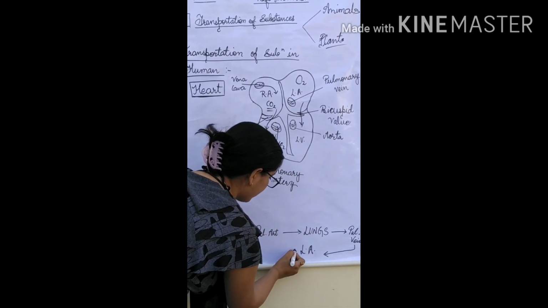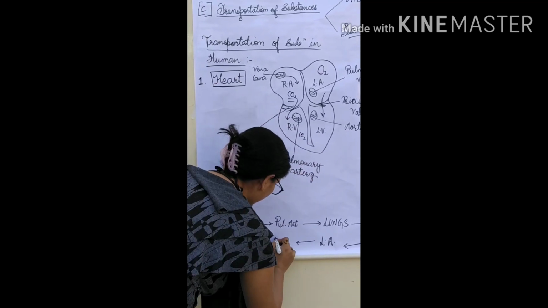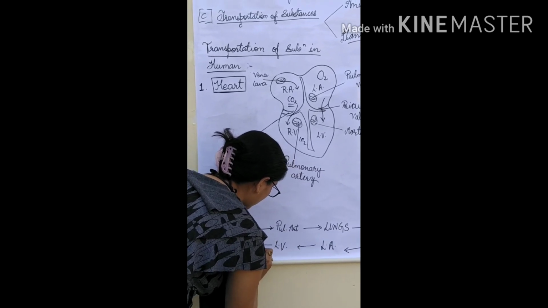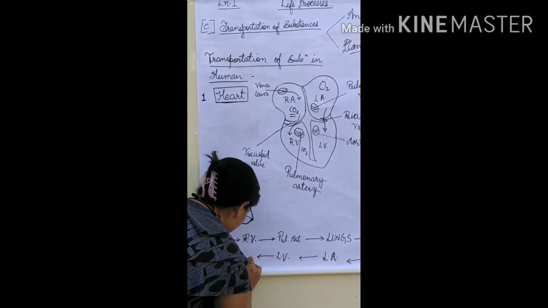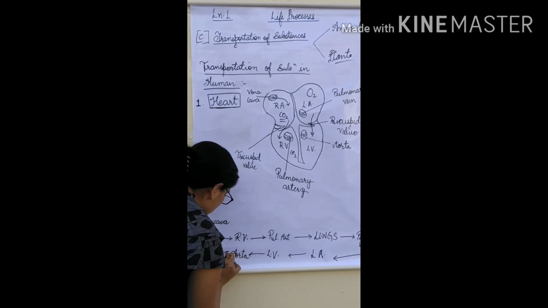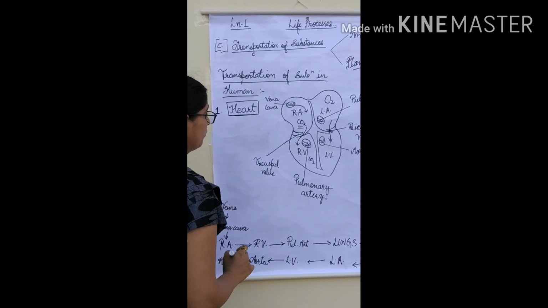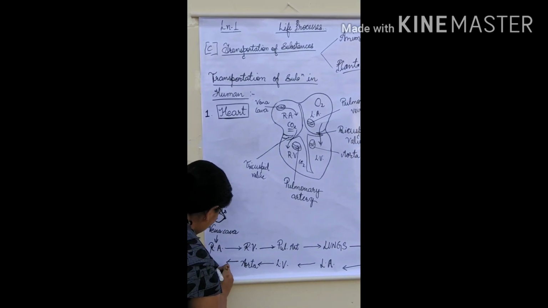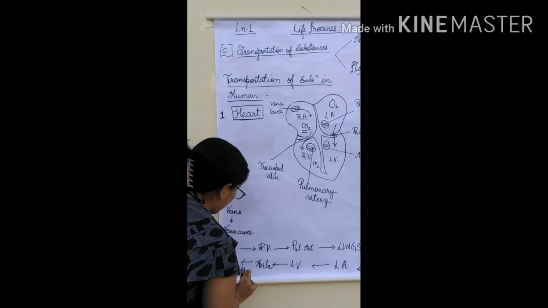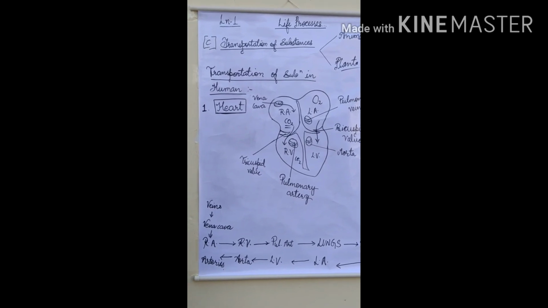From the left atrium, the blood comes to the left ventricle, and from the ventricle, the aorta distributes the blood to the various arteries of our body. And these arteries now receive the oxygenated blood and carry it to the various parts.